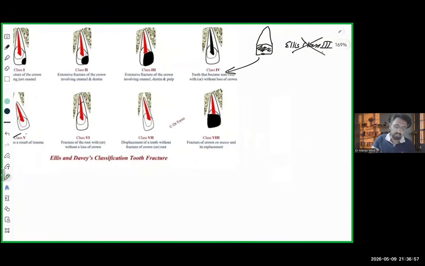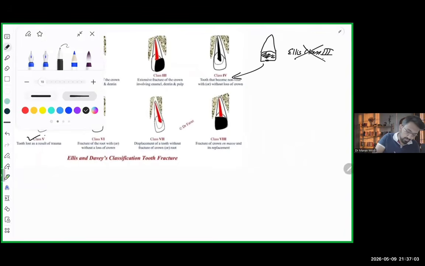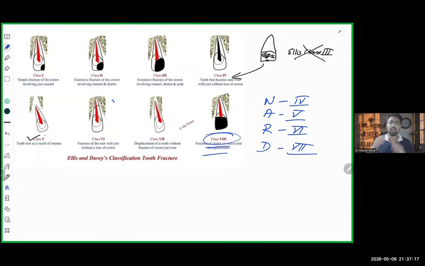So how will we remember this? Class 1 enamel, class 2 with dentine, class 3 pulp. Then we will remember this as NARD. That is, non-vital is 4, avulsion is 5, root fracture is 6, displacement is 7, and crown en masse is 8, and all the fractures involving the deciduous teeth are 9.